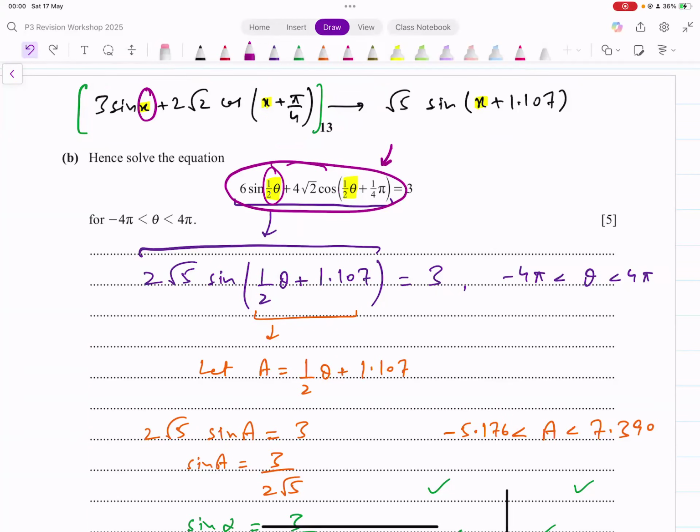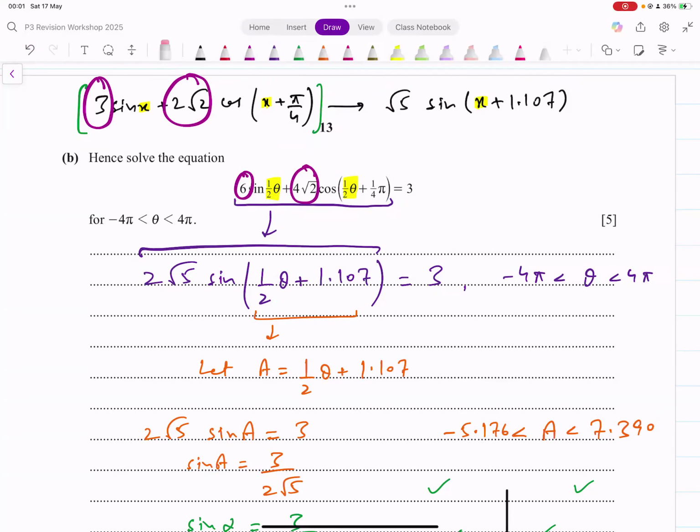In place of x, we've got half theta. That's one thing that is changing. But also, the numbers that you had there were 3 and 2 under root 2. This is 6 and 4 under root 2. So it's also being multiplied by 2. So one thing is that x is being replaced with half theta, and the whole expression is being multiplied by 2.